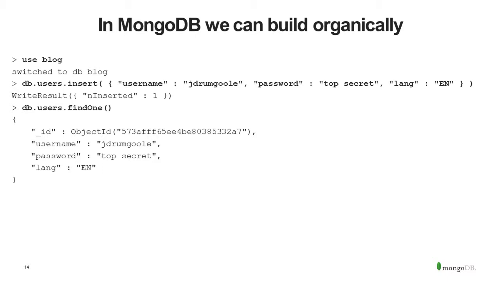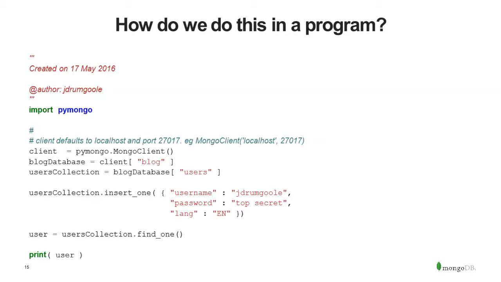Now, we may want to impose a constraint that effectively the username is unique amongst users. I will show you how we might do that going forward. So how do we do this in a program? I've got the code here in the deck, but again, I'm going to switch back to the screen just to show you how we do this.